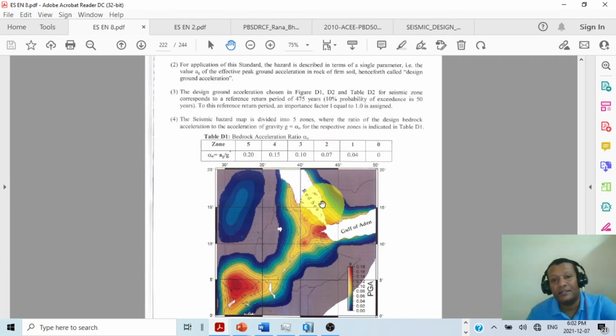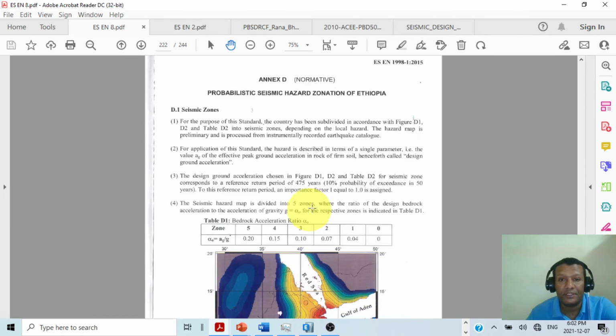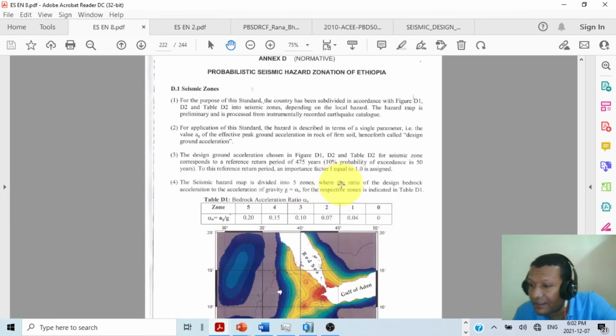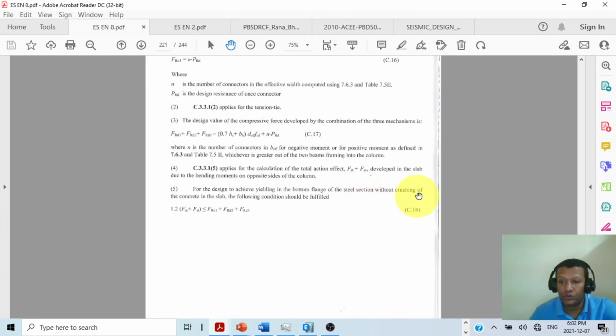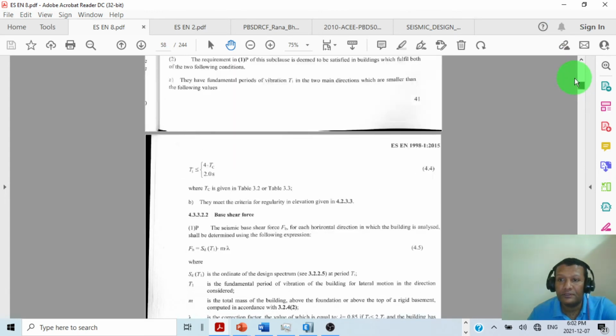And as per UBC 97 and IBC 2000, we are going to use S1 and SS values, but in UBC 97 we were using zoning and importance factor for determination of our seismic design. But I will come back in a minute here just to show you the Ethiopian building code.